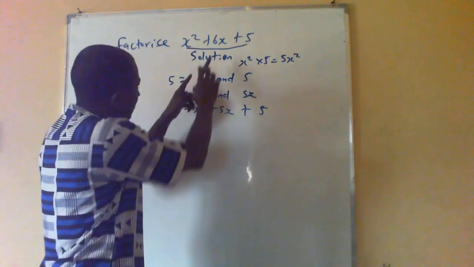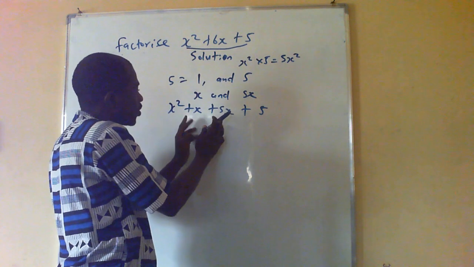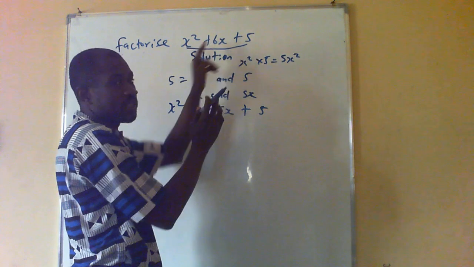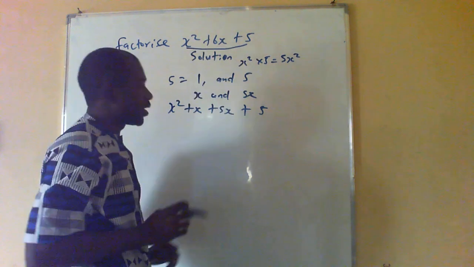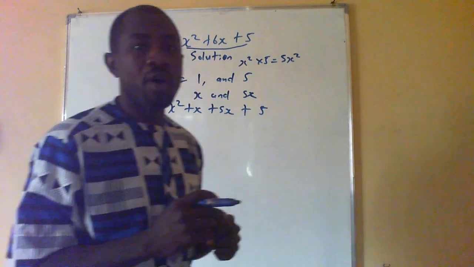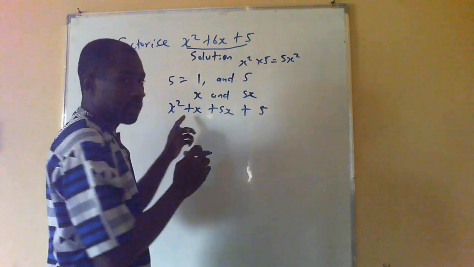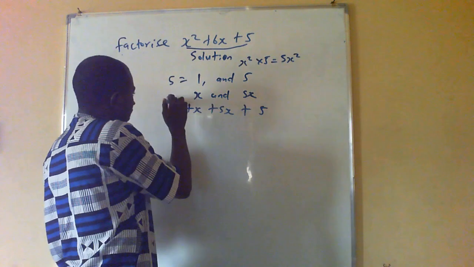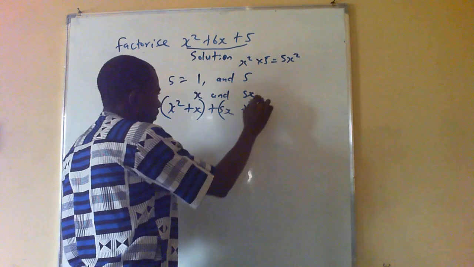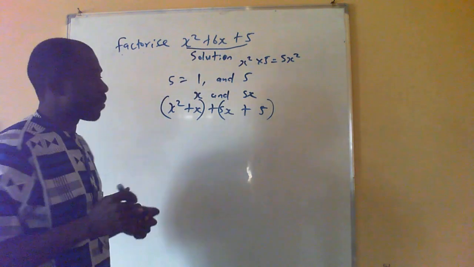So we substitute this x plus 5x for this 6x. We will not write the 6x again. When we get to this level, we use what is called factorization by grouping. So we will group this expression into two parts.